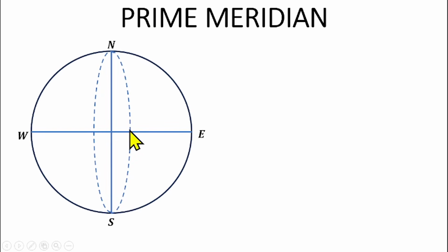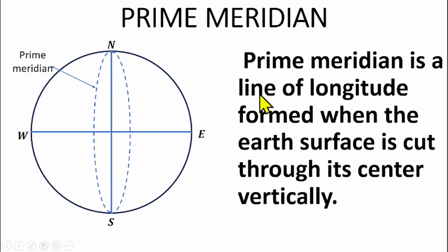Don't forget that I told you that all lines of longitude are also called meridians. That's another name for longitude. But because this line of longitude passes through the center of the Earth, the name is prime meridian. So prime meridian is a line of longitude formed when the Earth's surface is cut through its center vertically.